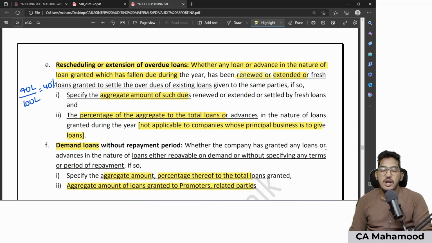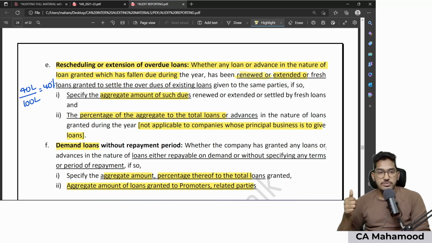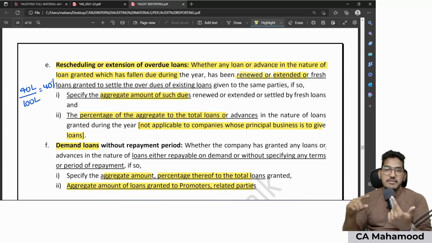Out of the total loans, how much demand loans are given to promoters and related parties, that also you need to mention. So coming to the third point, 6 sub points are there which we have seen. Number 1, in case your client has given loan to related parties, divide between subsidiary, associate, joint venture, other than subsidiary, associate, joint venture.